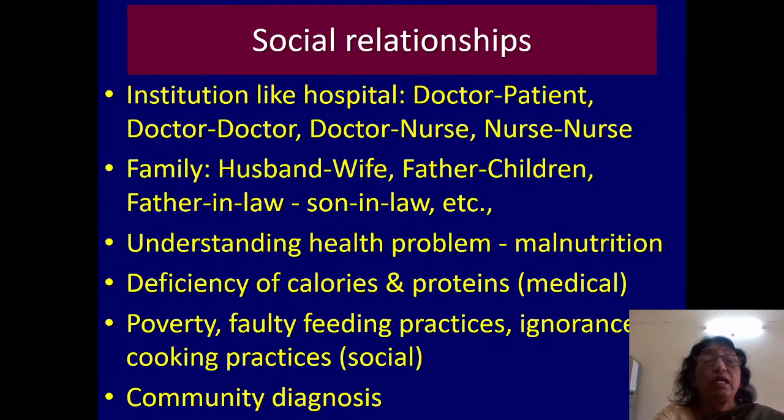So understanding the health problem, for example, malnutrition in a child in the family, we should be able to understand what the problem is, whether there is a deficiency in the diet given to the child, in terms of calories, that is carbohydrates, and proteins, pulses. I will use all the common terms because you just entered the medical college.